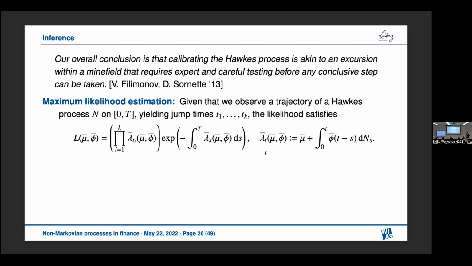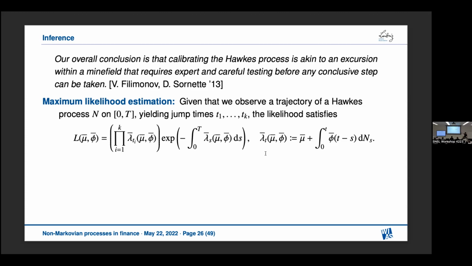But anyway, okay. So very, very basically, I want to discuss two methods to do inference on parameters of a Hawkes process. The first one is maximum likelihood estimation. And those of you familiar with how to estimate parameters in a Poisson process will find these formulas familiar.